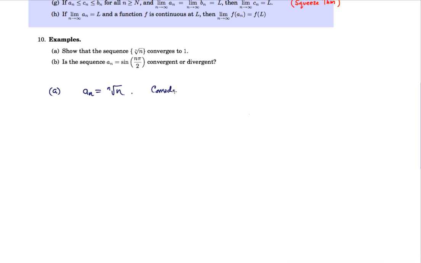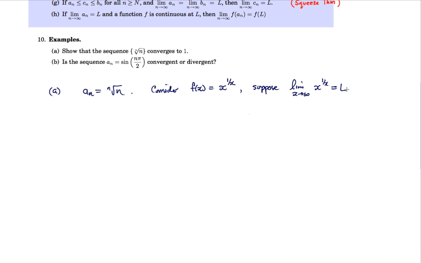So consider the function that this sequence lives on. We can write that as x to the 1 over x. And let's suppose that the limit exists. So suppose that the limit as x goes to infinity of x to the 1 over x is equal to L.